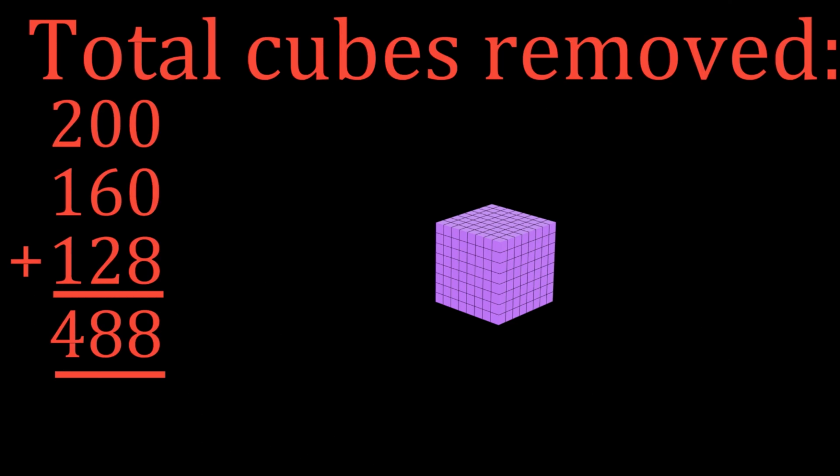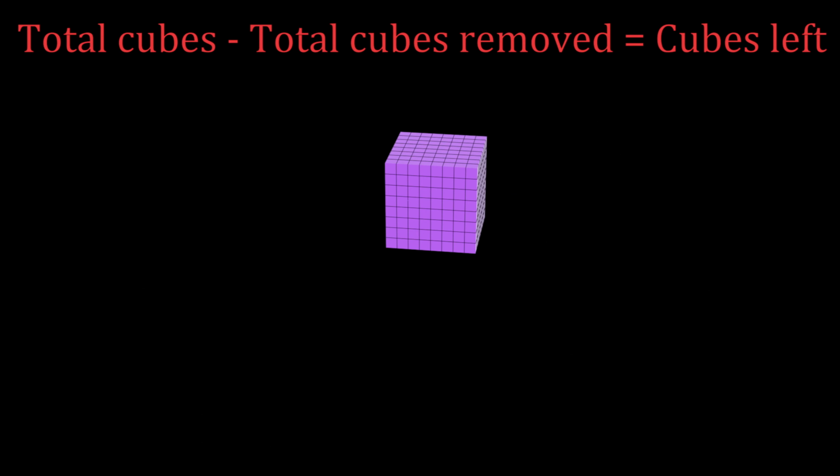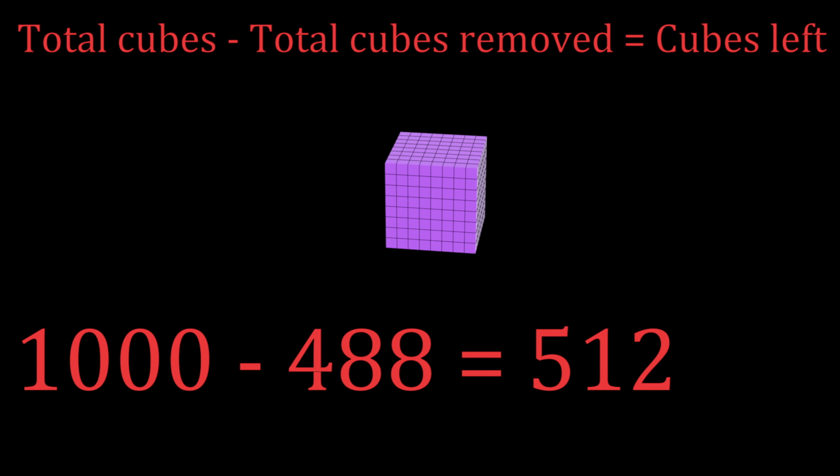To get the number of cubes left, we simply subtract how many we have removed from the total number of cubes. So, the number of cubes left is simply 1000 minus 488, which is equal to 512, which is the final answer to this problem.